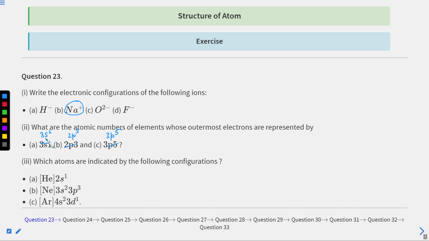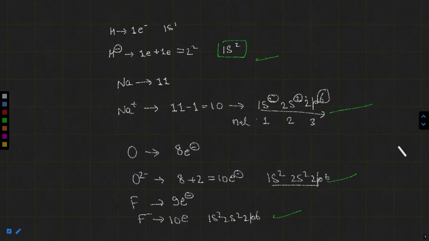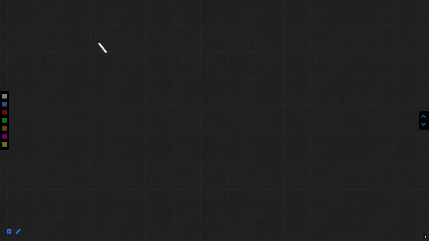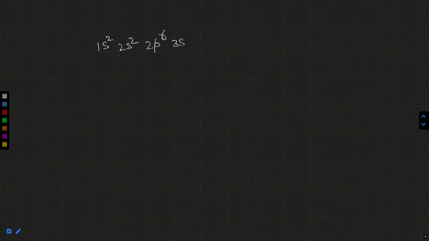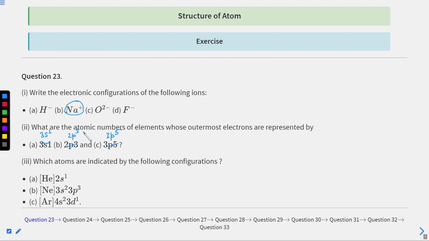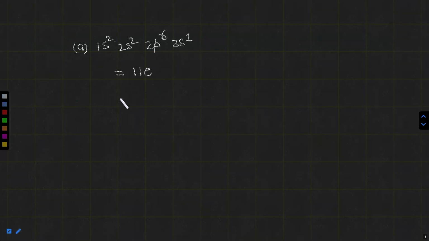Now since it is 3s1, what does it mean? It means that the inner orbitals are already filled. So we can say that the 1s, 2s, and 2p subshells are filled. They will have 2, 2, and this one will have a maximum of 6. At last, it is written as 3s1. So how many electrons are there in total? 6 plus 4 is 10, so 11 electrons for A. Now, what is the atomic number? The atomic number would be 11.